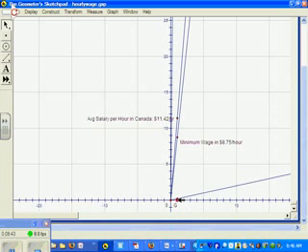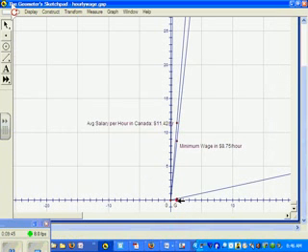Let's think about the big dollars for a little bit. If you look at our two lines here, one for the minimum wage and one for the average salary per hour, we're looking at something that's pretty steep, right? It is 11.42 an hour. A little bit steeper slope up there.